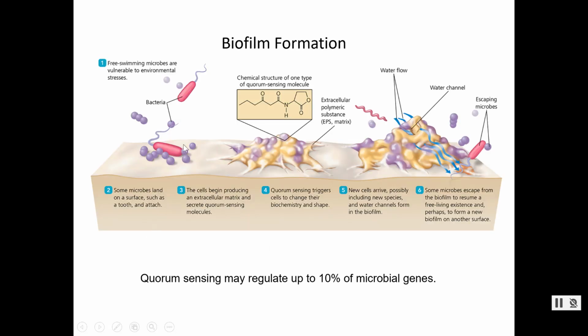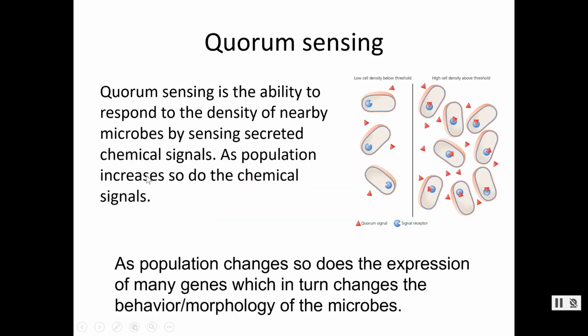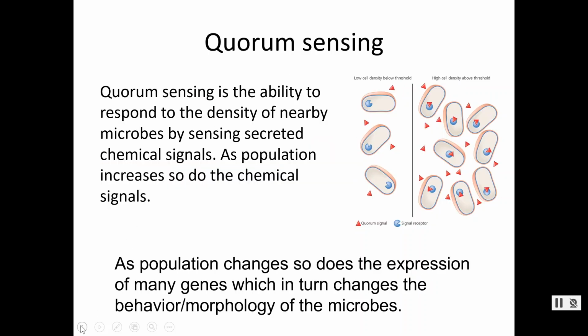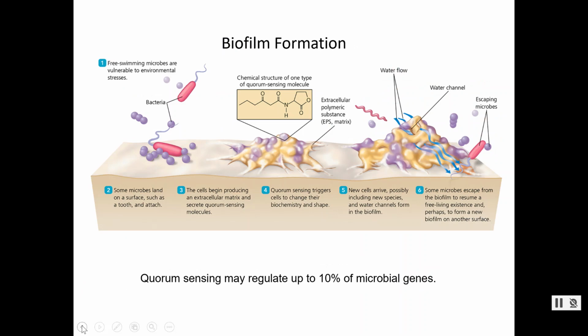All right, so this is a diagram to see what happens. There's a solid surface and bacteria land on that. You can see different types of bacteria are landing. Then as they attach, and once they figure out that they're with a community, they will start producing different proteins and different molecules.